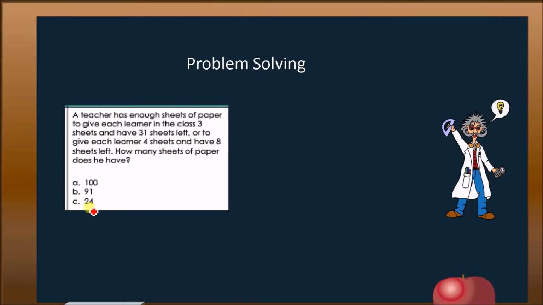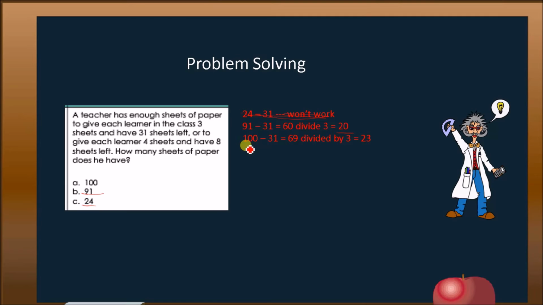We're going to start at the bottom one, 24, because this one can't work. If I take away 31 from 24, it can't work. So we can scratch that one out. Let's have a look at the 91. If I take the 31 sheets that are left over away, that means she dished out 60. Each pupil got 3, so there should have been 20 pupils.